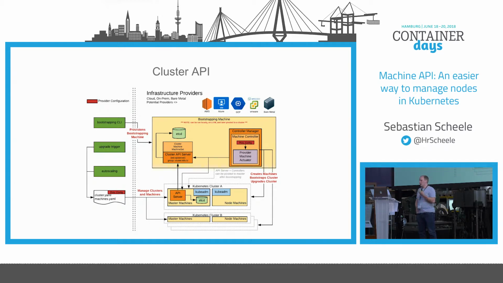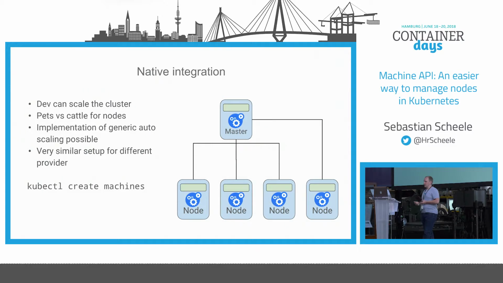Of course, one heavy part of this is that the Cluster API must spin up nodes for the master and nodes for the workers. For this, there is the Machine API, and that is what I want to talk about. The idea is that it should be natively integrated so that developers can scale the cluster. You can do kubectl create machine and a new machine is created, and you don't need Terraform, Ansible, or whatever to spin up a machine. It's also the idea of pets versus cattle for nodes, so that you can easily throw away your nodes and create a new one instead of upgrading them in place.